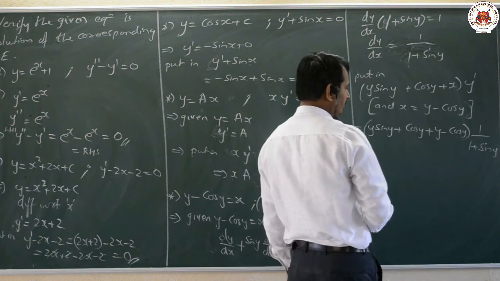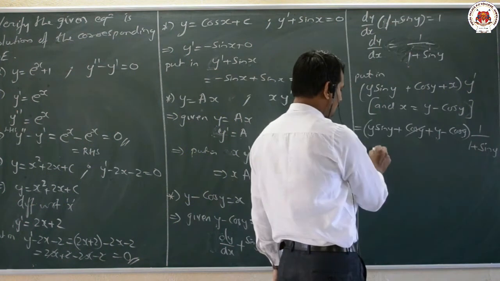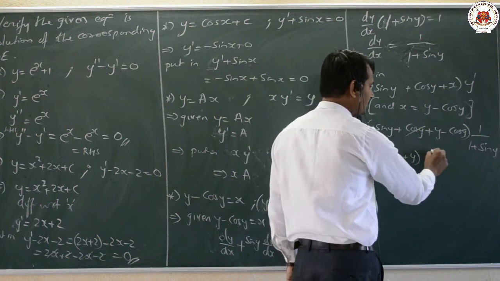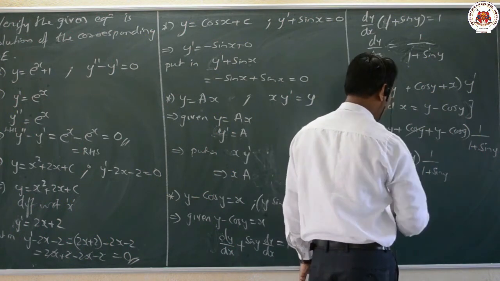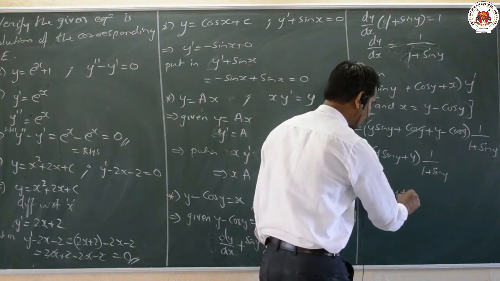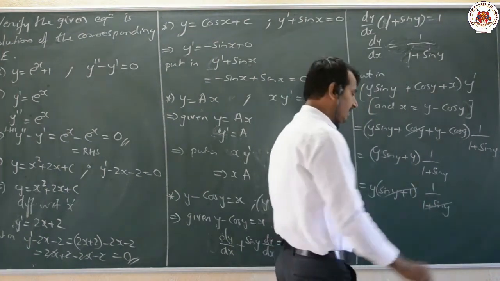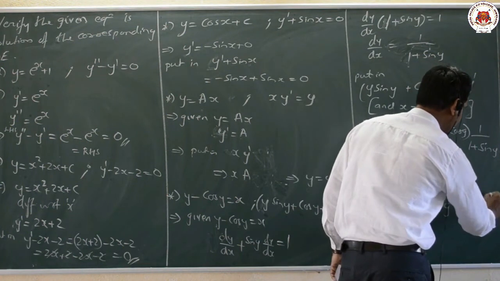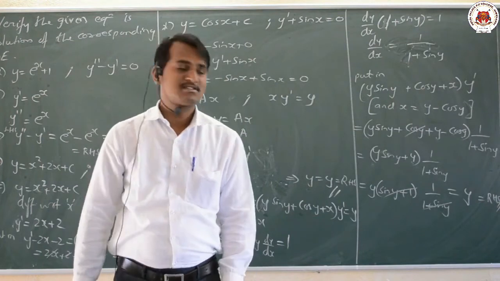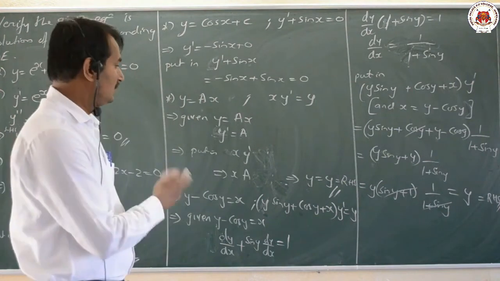Now we can observe that cos y and cos y get eliminated. What is the remaining part? y sin y + y, into 1 divided by 1 plus sin y. If I take y common, we get y (sin y + 1) into 1 divided by (1 + sin y). These two terms get eliminated. The remaining part is y, and that is nothing but your required RHS. Dear students, it is a very simple example related to our exercise number 9.2.